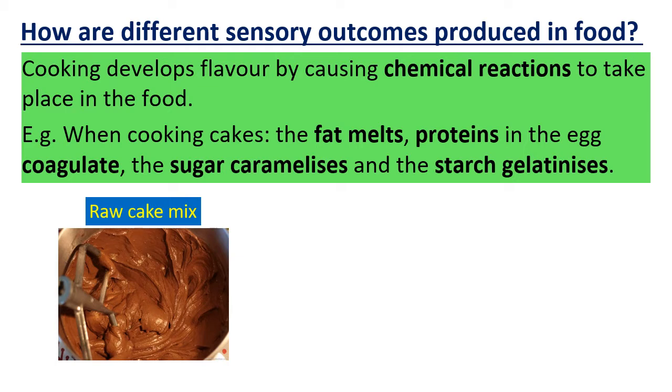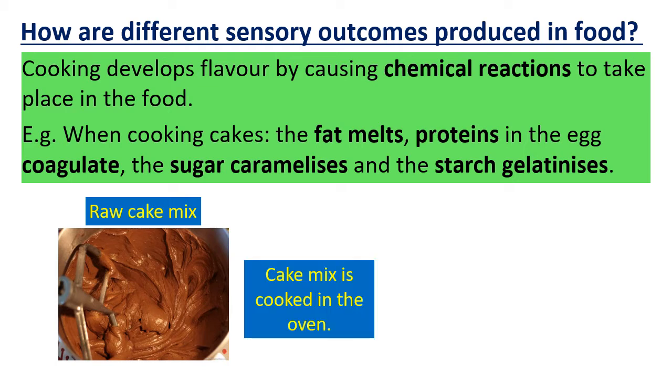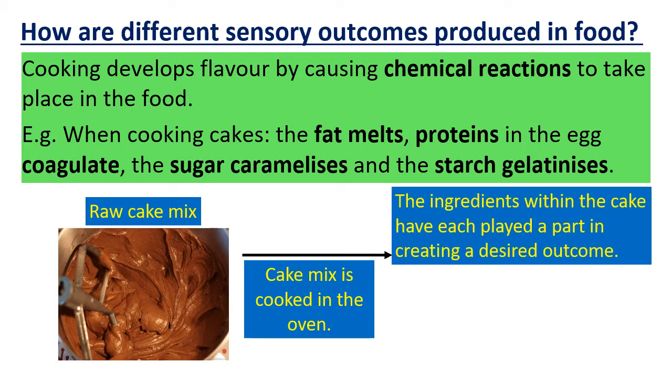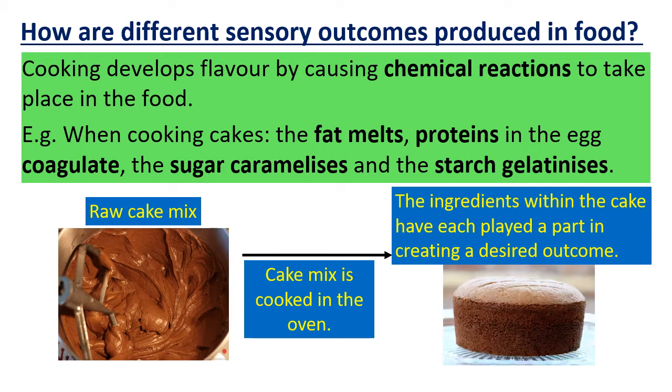So take, for example, this raw cake mix. The cake mix is cooked in the oven, and then the ingredients within the cake have all played a part in creating the desired outcome. So for example, the fat, the butter, or the margarine that's been used, it's melted. The protein in the egg coagulates, so it's holding the structure of the flours and all the other ingredients that's within the cake.